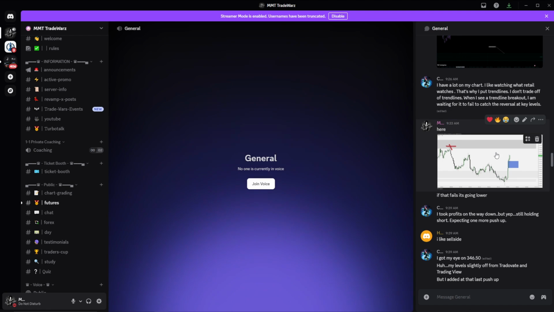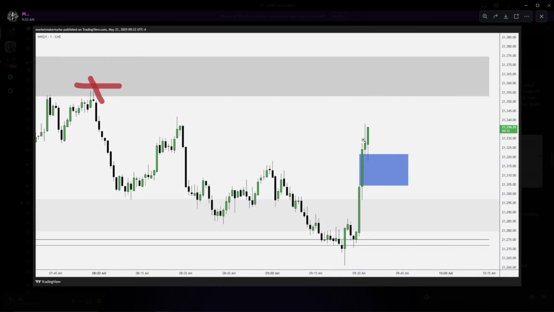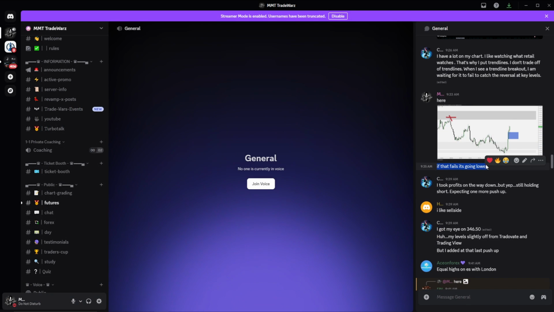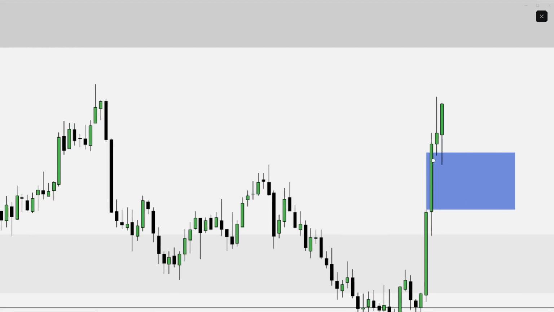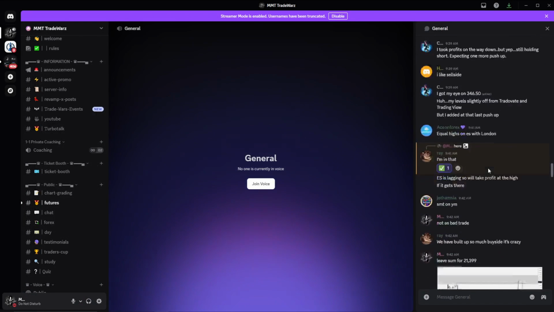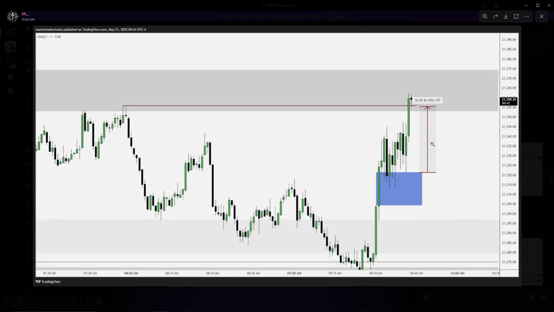Obviously New York time. You can see I gave this call out from here with the X above that high. That means I believe price is using this BISI to reach there. And then I said, if that fails, it's going lower, which means we have no choice but to go higher until it fails. Coming down here, you can see it delivered that 34-point run.